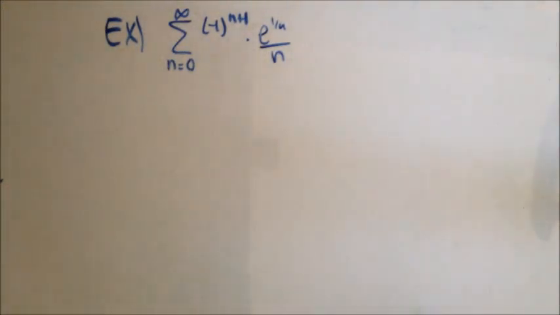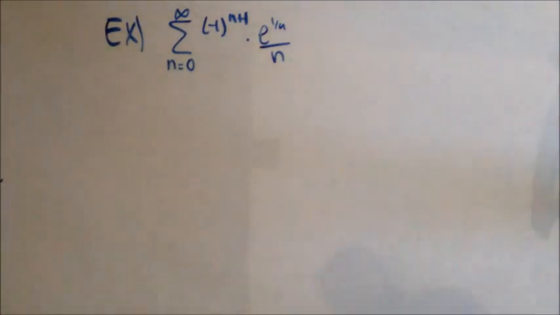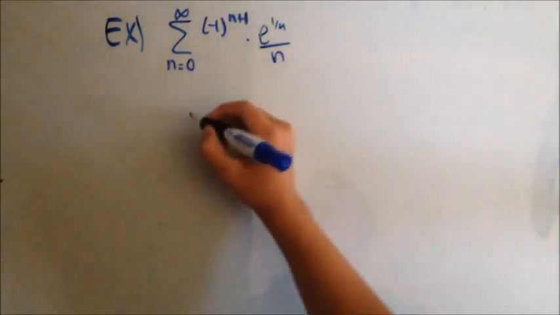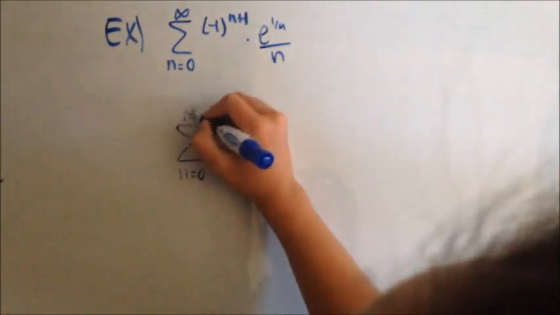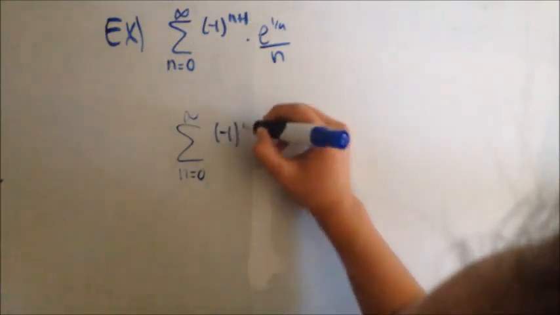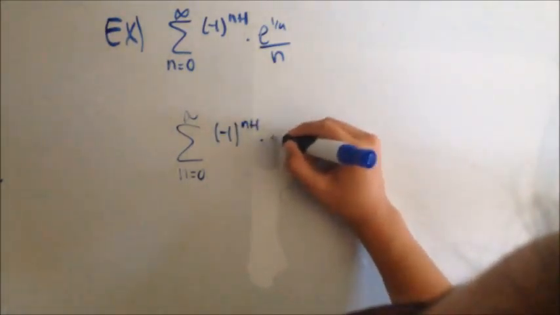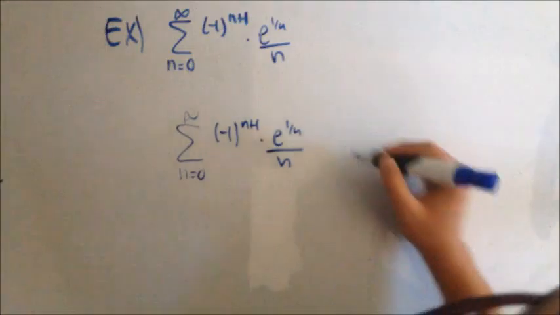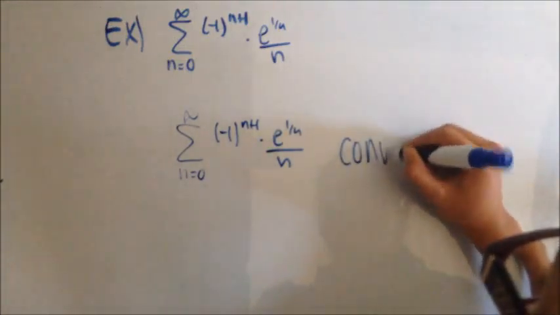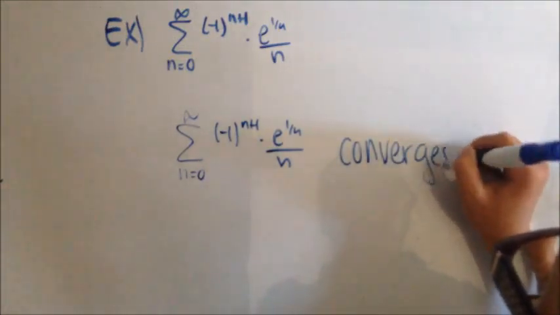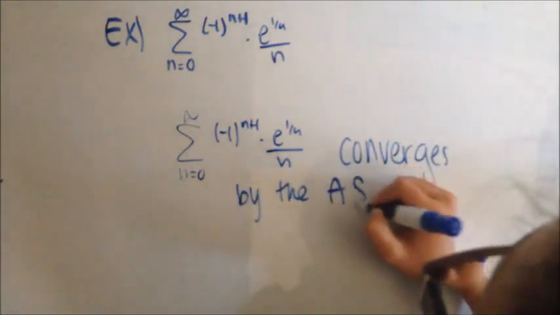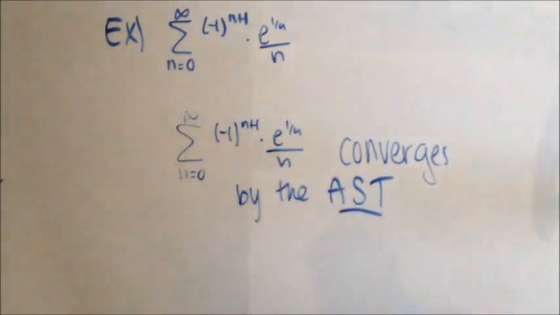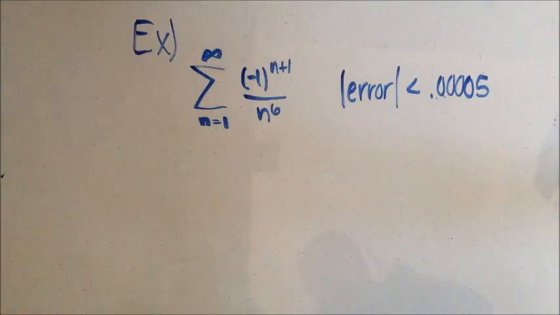And because we specifically proved the two steps of the alternating series test, we can now say in our answer that the series of (-1)^(n+1) times e to the 1 over n over n converges by the alternating series test, and you can use abbreviations if necessary.